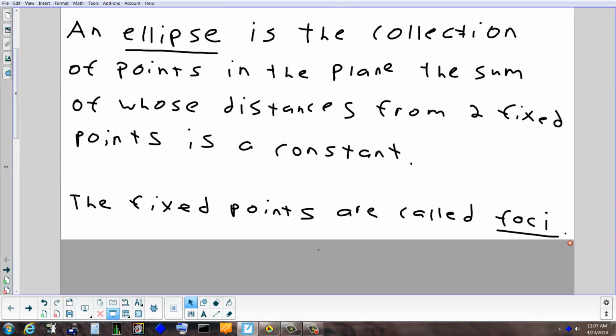So those 2 points that I had labeled B and C, those are called the foci. That's the plural of focus. You don't say focuses, you say foci.